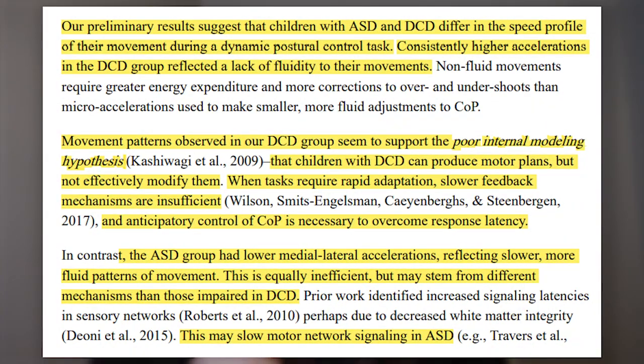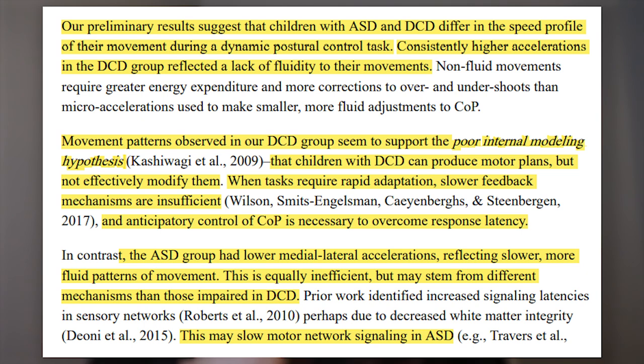This is what they found. "Our preliminary results suggest that children with ASD and DCD differ in the speed profile of their movement during a dynamic postural control task. Consistently higher accelerations in the DCD group reflected a lack of fluidity to their movements. Movement patterns observed in our DCD group seem to support the poor internal modeling hypothesis, that children with DCD can produce motor plans but not effectively modify them.